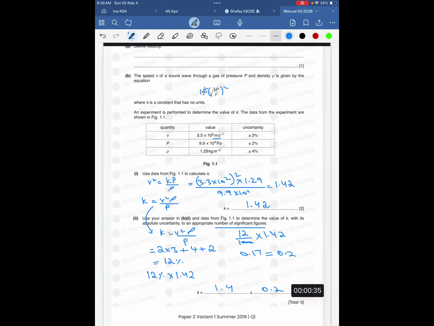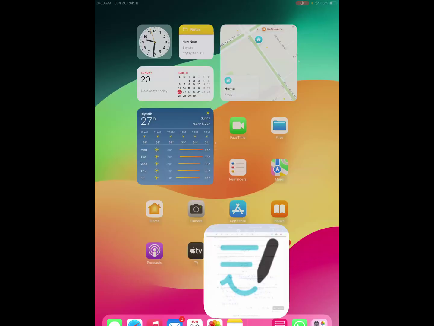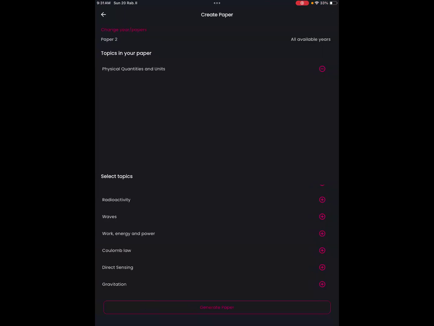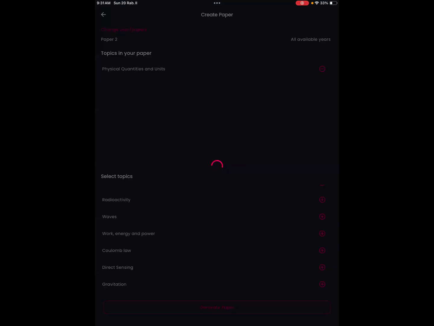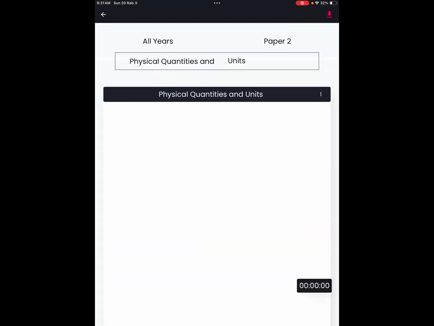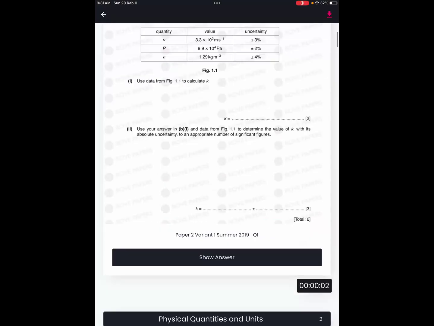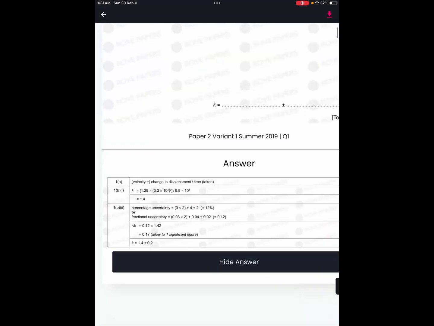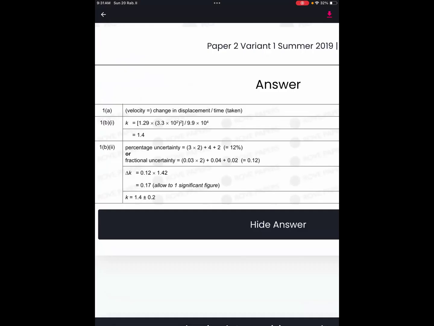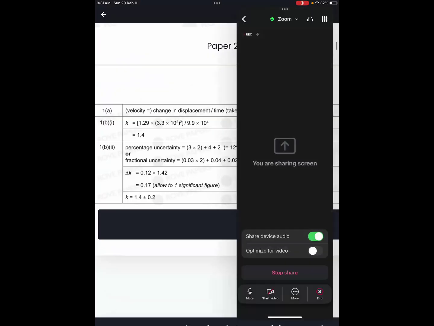Let's check the final answer in the mark scheme. Okay, there you go. Yes, the value of k comes 1.4 or 1.42. You can write it to three significant figures as well, it doesn't matter. And the percentage comes 12, and the answer comes 0.17. You rounded it to 0.2. Okay, good, fine.